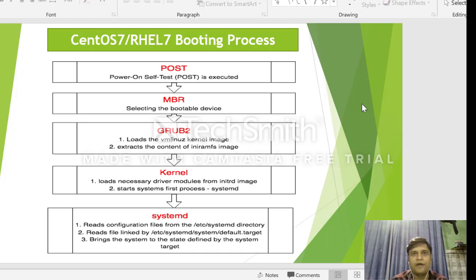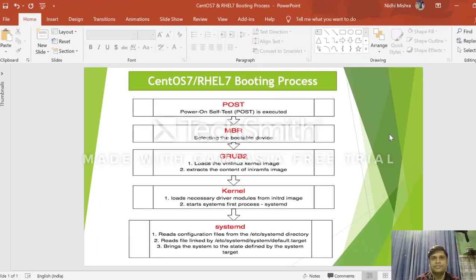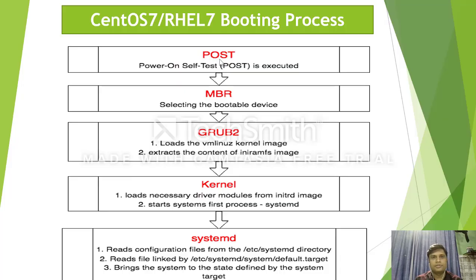in the background from powering on the virtual machine to getting the login page. So guys, let me explain you. The first is POST, second MBR, third GRUB2, fourth kernel and fifth systemd. So POST is power on self test. Once you power on your virtual machine, your basic input output system, that is BIOS, will perform some integrity checks in which it will check your hard disk, your RAM, your processor and all. And then it executes the MBR.